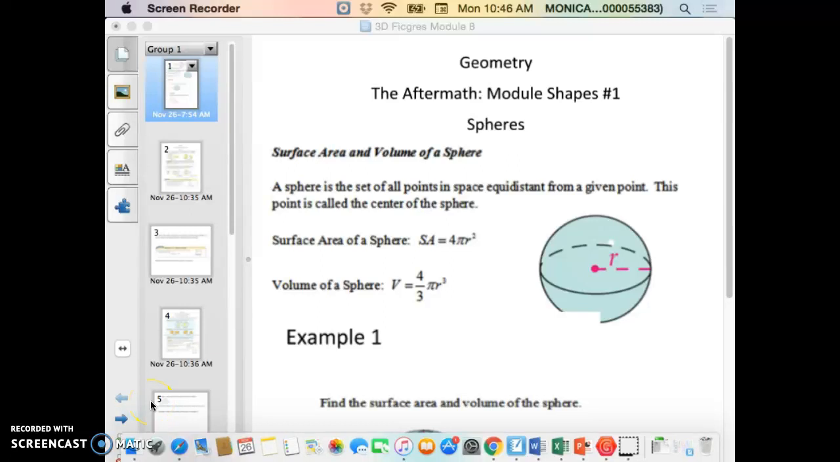All right, and welcome to Module 8. Basically, I'm going to go through all the 3D figures. We're going to be finding surface area, volume, and lateral area as well. So the first shape we're going to look at is a sphere.